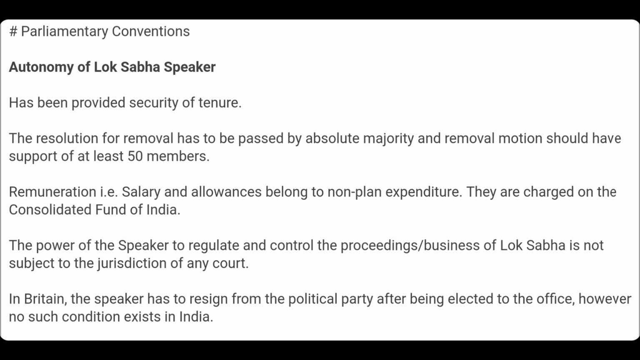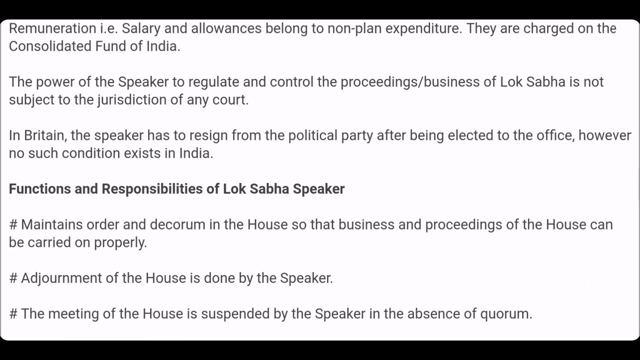And the power of the Speaker to regulate and control the proceedings and business of the Lok Sabha is not subject to the jurisdiction of any court. So no court interferes in the functioning of a Lok Sabha speaker.